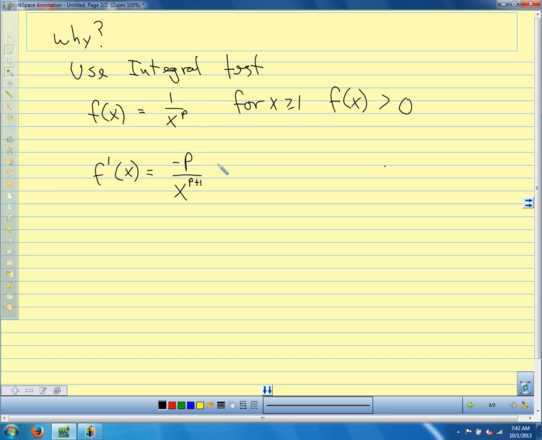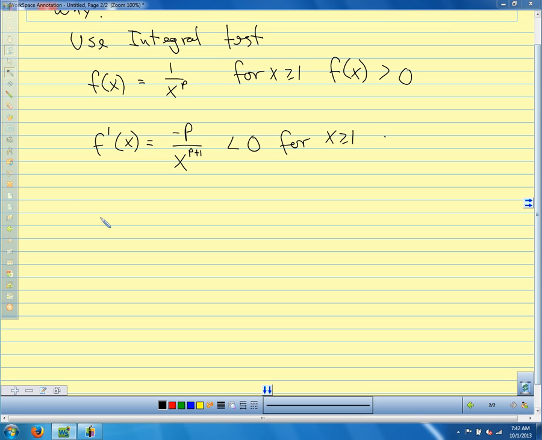And is our function decreasing? Yes, because we said p is a positive constant. So this is less than 0 for x greater than or equal to 1. So our series satisfies the conditions of the integral test. So we're going to apply our integral test. This is going to look kind of like the homework problem that we just talked about.